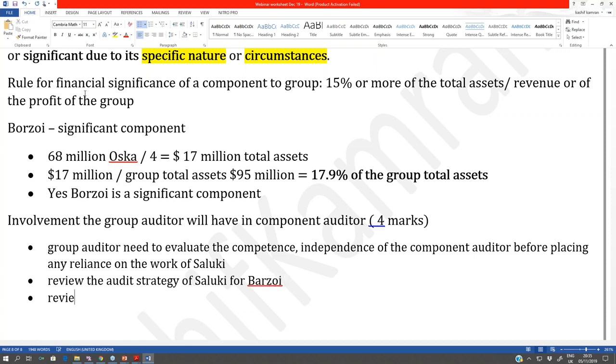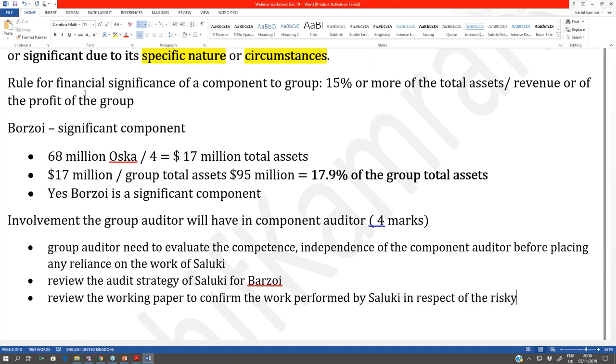You can also review the working papers to confirm the work performed by Saluki in respect of the risky areas. So I've given you 3 involvements, right? You need to write 2 involvements. So yes, assess the adequacy of the work done by Saluki, review the working papers, review the audit strategy.